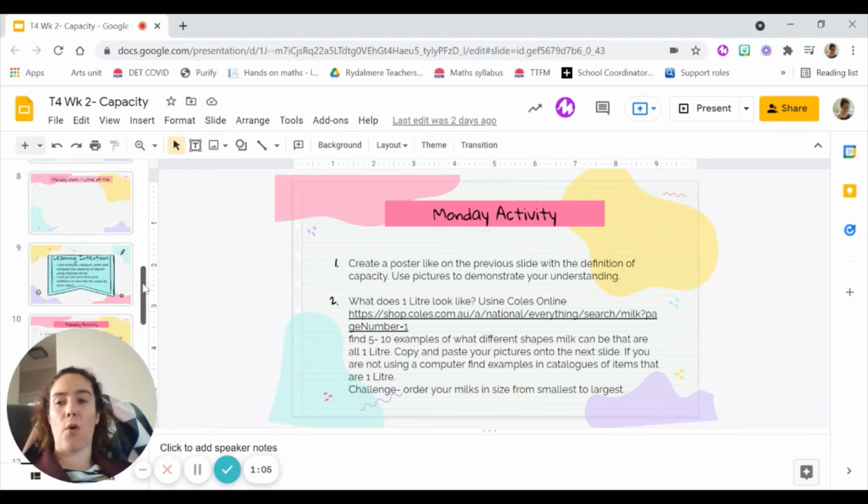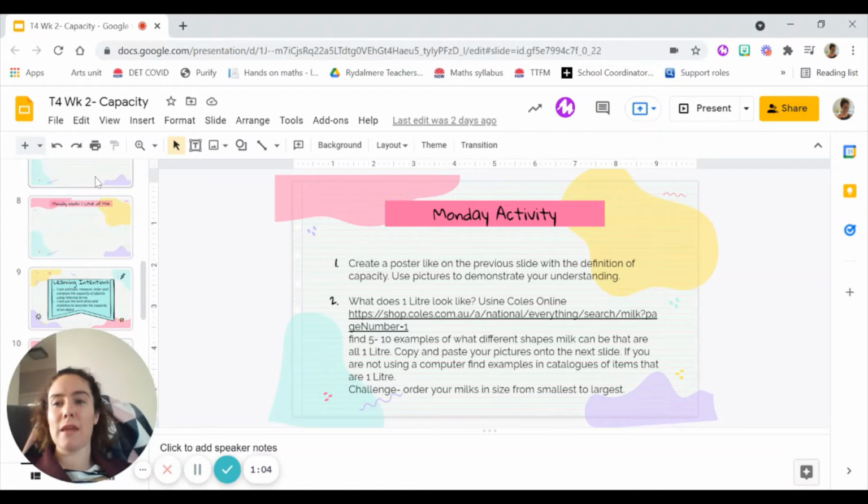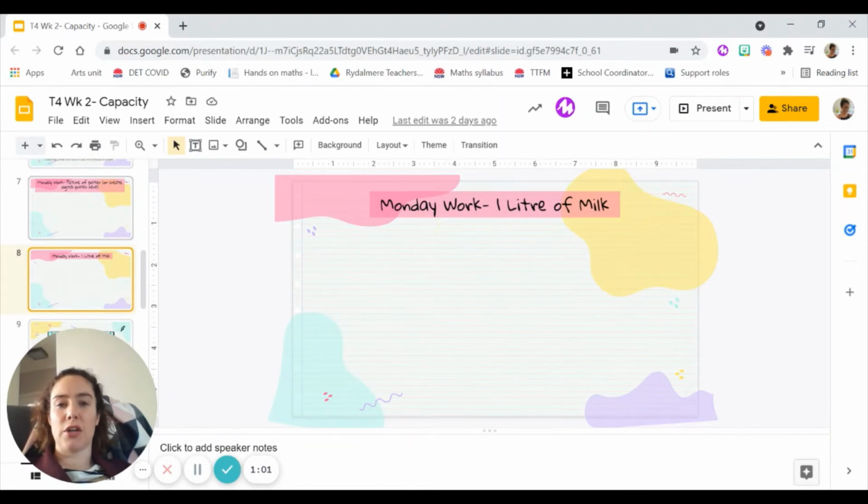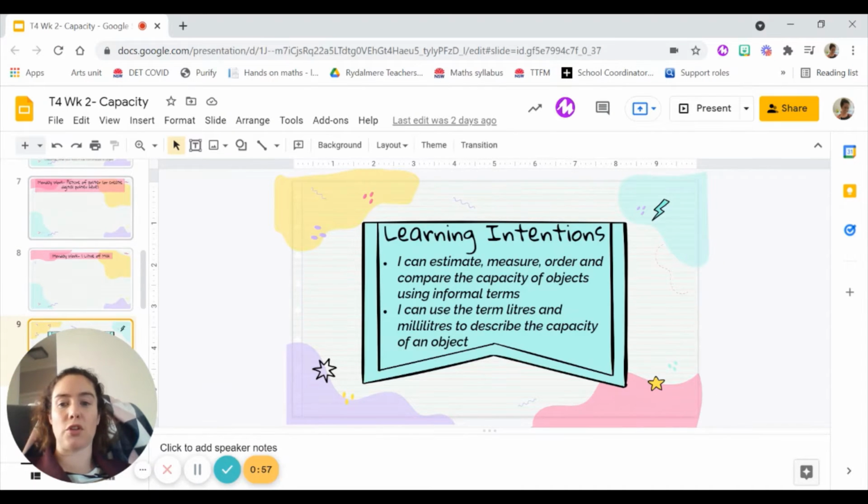That's what we're looking at for Monday's activity. And here are our slides to put our pictures on of those things. But if you want to put them into your completed work document, you could do that as well.